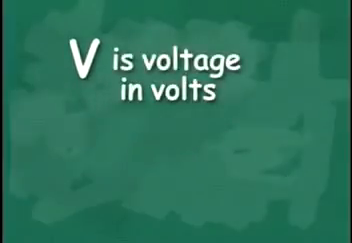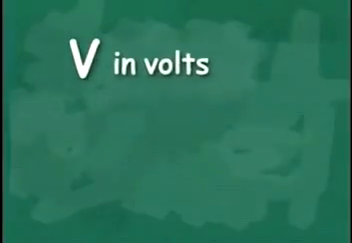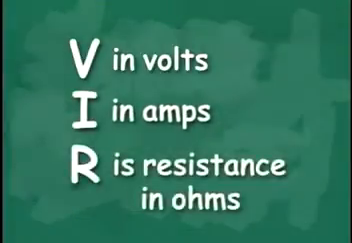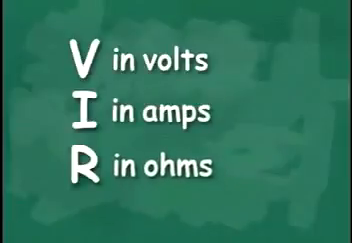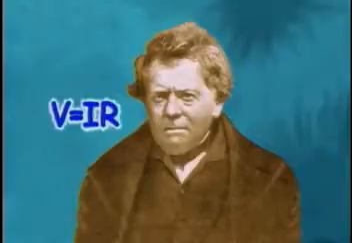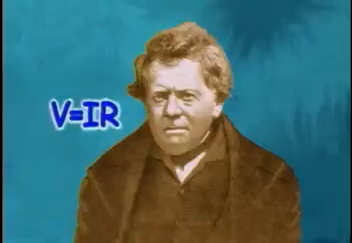V stands for voltage, which is usually measured in volts. I is the current, which is usually measured in amps, and R is called the resistance. The resistance is measured in units called ohms. And the equation V equals IR is actually called Ohm's law, after G.S. Ohm, a German scientist, and the unit of resistance was named in his honor.